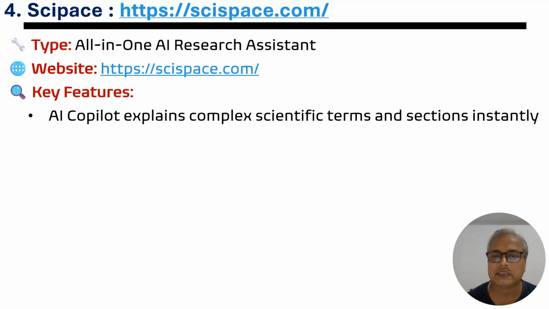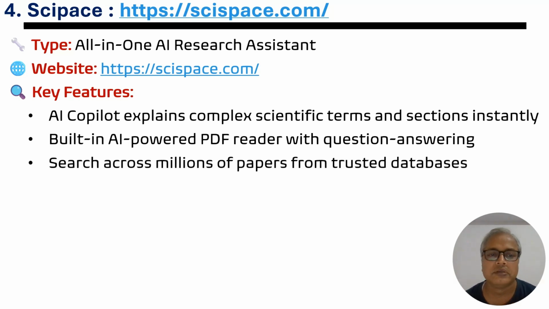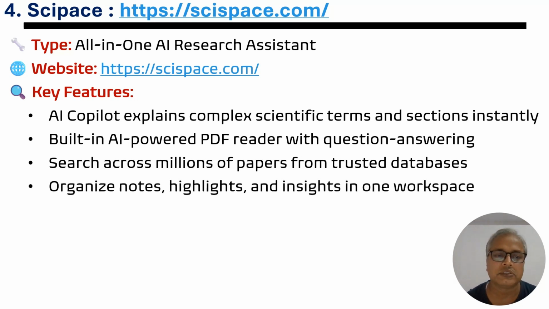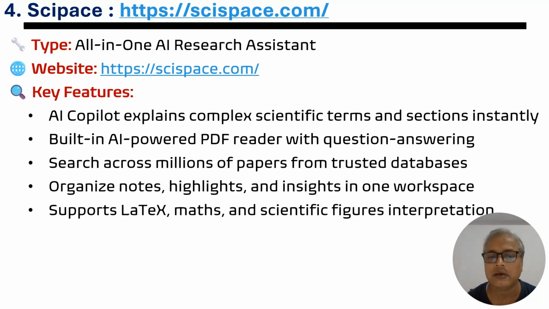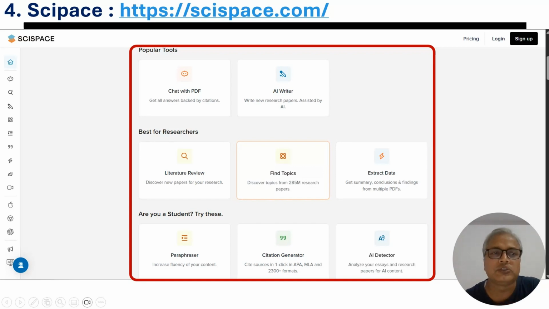So AI Copilot explains complex scientific terms and sections instantly. It has AI-powered PDF readers with question answering. It searches across millions of papers through trusted databases, with organized notes, highlights, support for LaTeX, maths, and scientific figure incorporation, Chrome extensions, and is almost the best for early career researchers. Some of the important tools SciSpace provides: you can chat with the PDF. You can upload a PDF and ask almost all the questions about that particular PDF. Plus, SciSpace can help us in the writing process. For researchers, it offers literature search, finding topics, extracting data, AI detection, citation generation, or paraphrasing. So a number of tools on one platform.